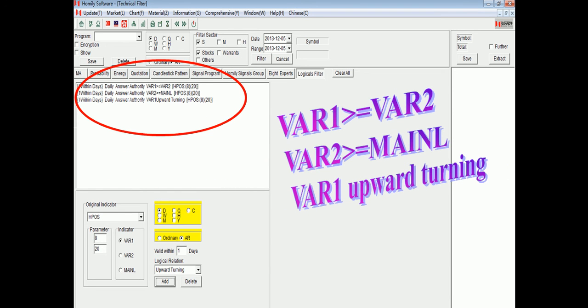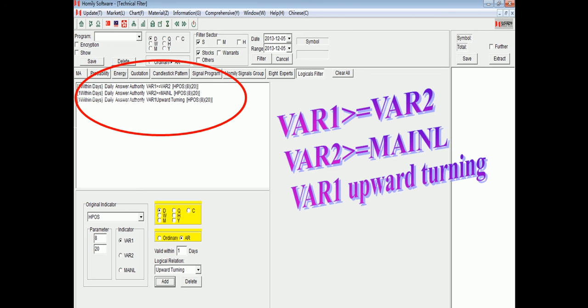Actually, with VAR1 just now we filtered the downtrend, right? Then this one is for the uptrend. VAR1 more than VAR2 means the white line is above the yellow line. Then VAR2 more than or equal to main line means the yellow line is above the green line. Then VAR1 upward turning. This is also HPOS.